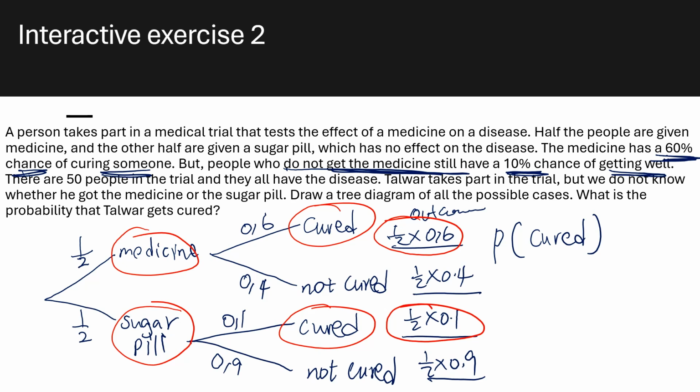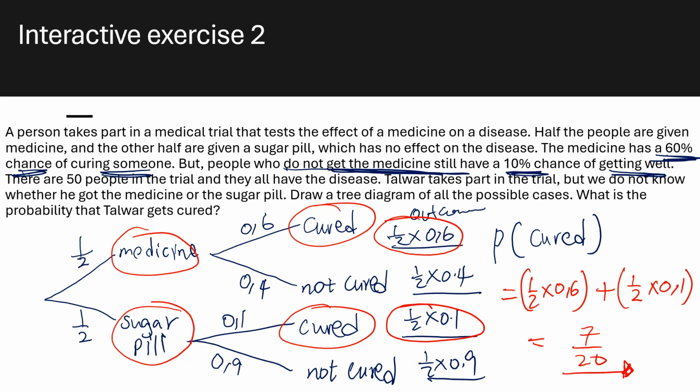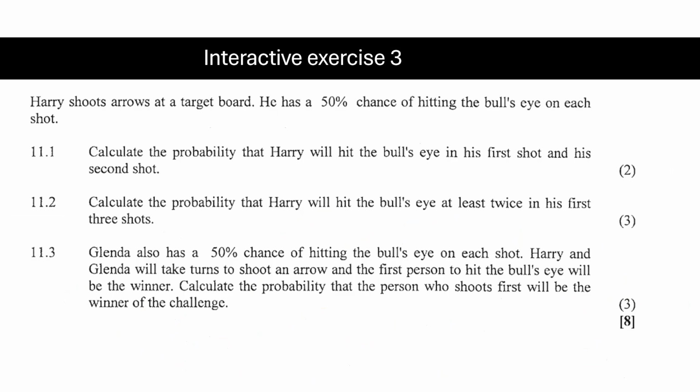Okay, so simply to solve this, getting cured is just 1/2 times 0.6. We either get cured by medicine, or so we're going to add the one for getting cured by sugar pill, and that outcome is 1/2 times 0.1. So you punch this on your calculator, 1/2 times 0.6 plus 1/2 times 0.1. Then the answer you get is 7 divided by 20. Okay, so that is it, guys. Let's go to the next exercise. All right, so this is the last interactive exercise, guys.